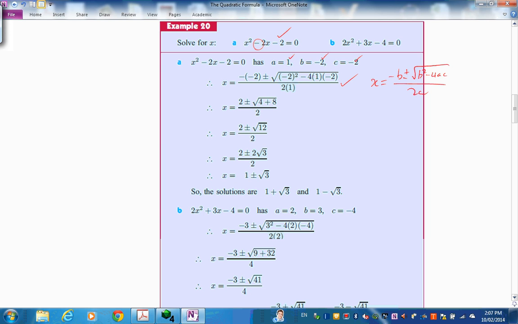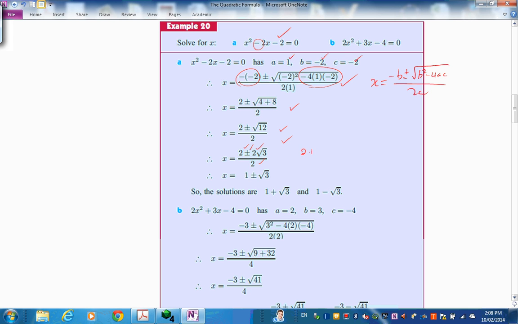And you get this. Now you've got to be careful of these negatives floating around in here. So maybe do it on the calculator. We've got 2 plus or minus, this is plus 2, isn't it? Negative times a negative, plus or minus root 12 on 2. That comes into 2 parts. 2 plus 2 root 3 on 2.